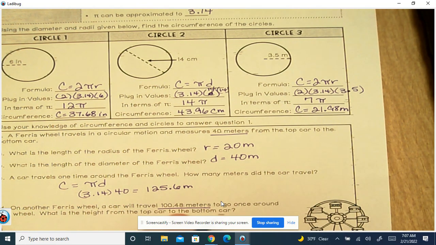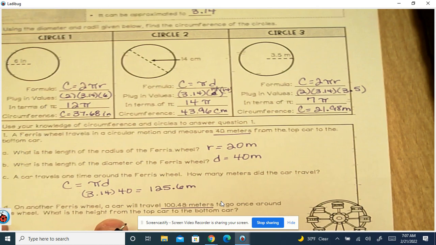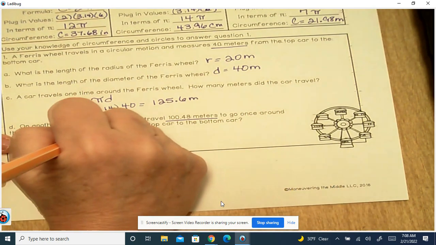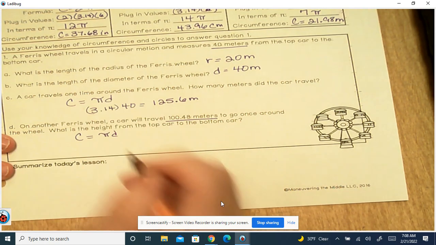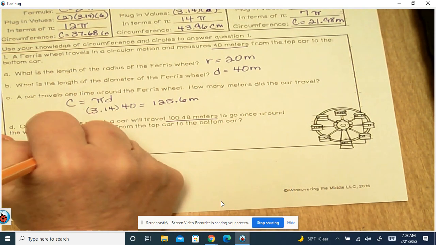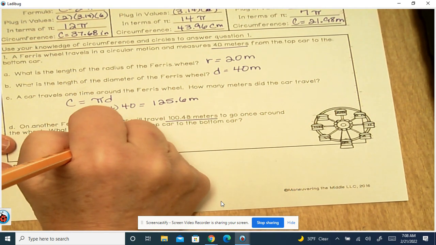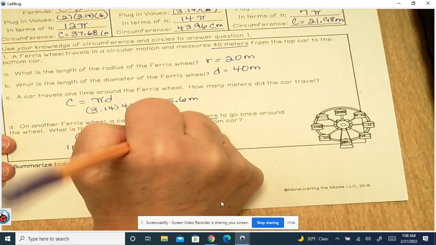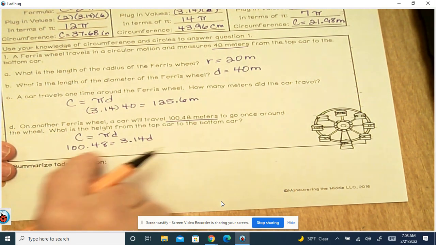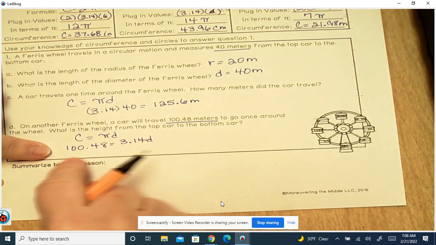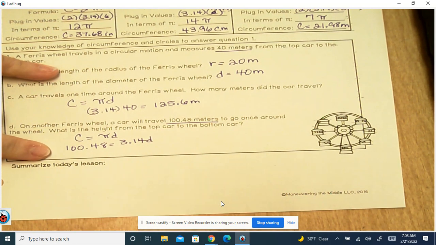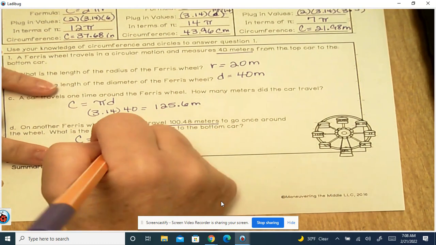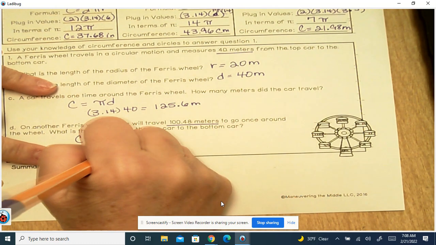On another Ferris wheel, a car will travel 148 meters to go once around the wheel. What is the height from the top of the car to the bottom? This question is asking you for the diameter because this gives you the circumference. So circumference equals pi d. The circumference is 100.48 equals 3.14 d. At this point, you can use what you've learned with the calculator and solve for d. Remember to put x in for d. And when you do that, the diameter rounded up is 32.